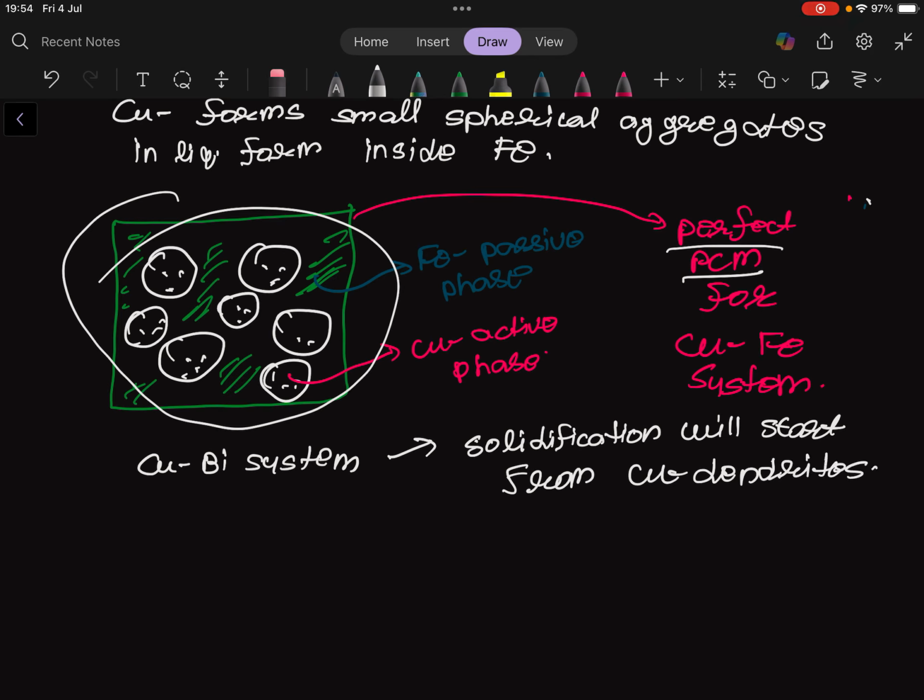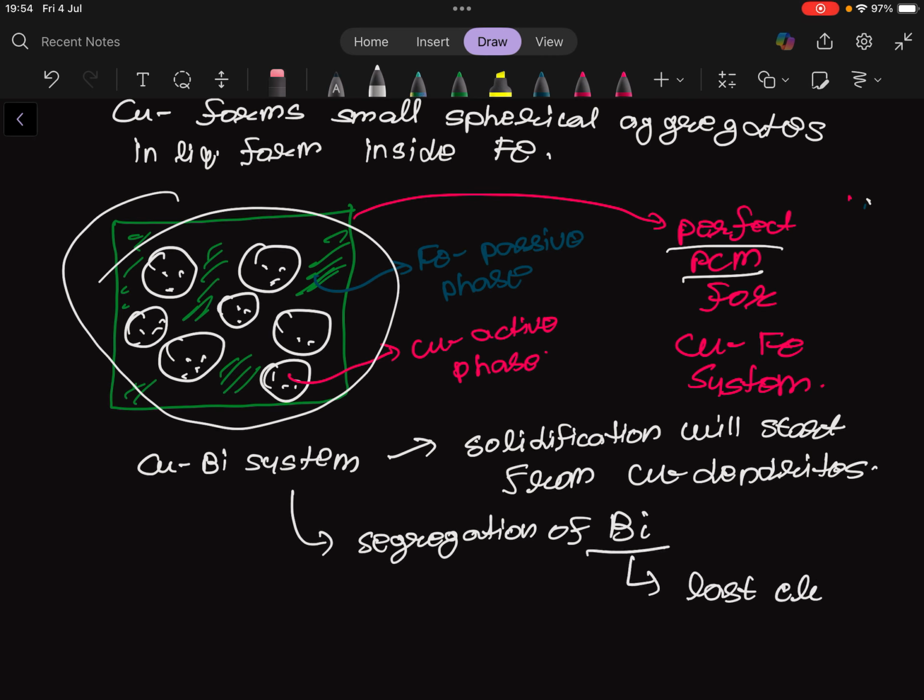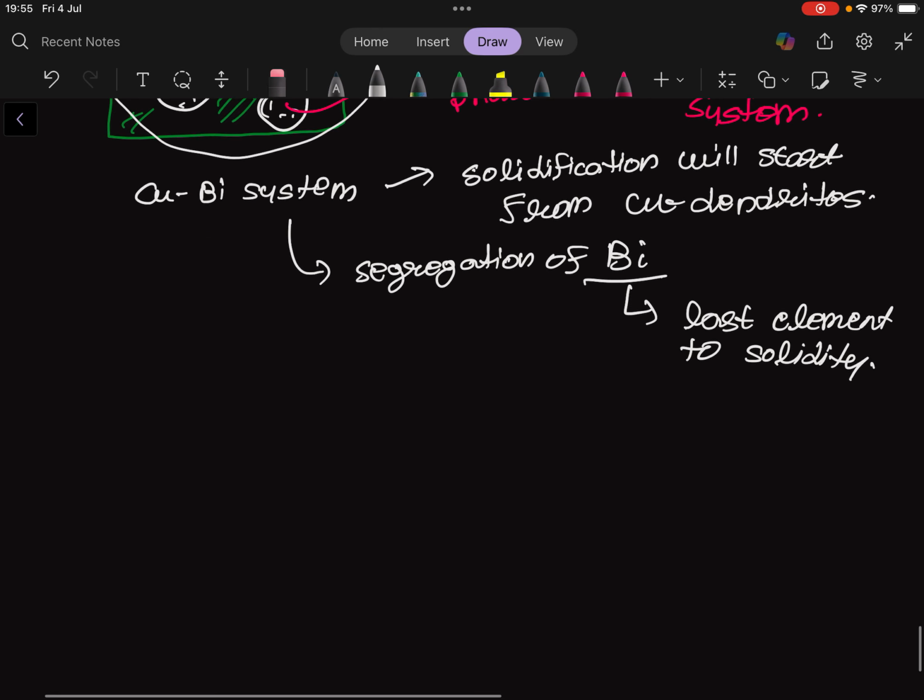For instance, we have segregation of bismuth. Which is the last element to solidify? Bismuth is the last element to solidify. So we have a bismuth matrix surrounded by copper. It will look something like this. Let me draw.